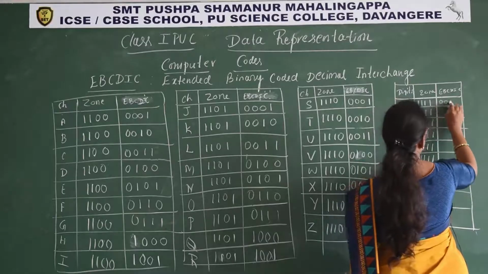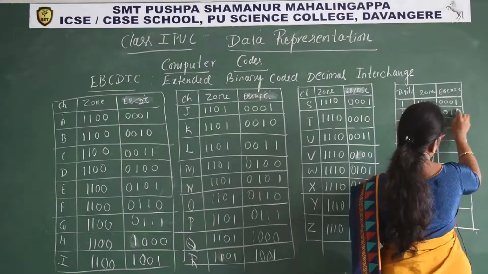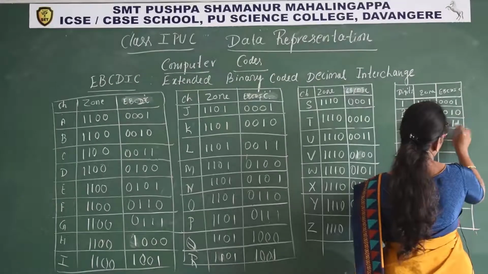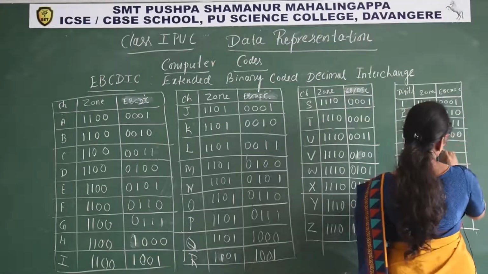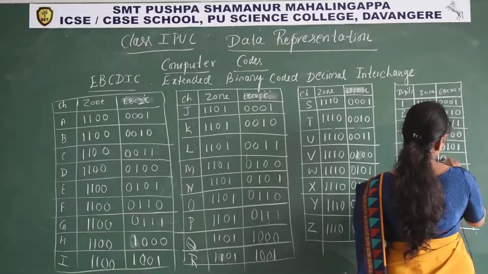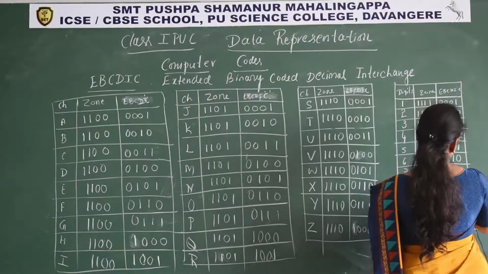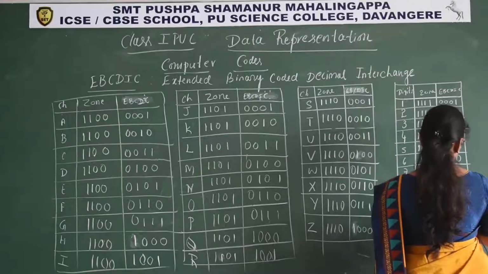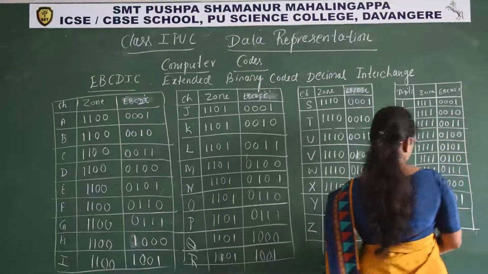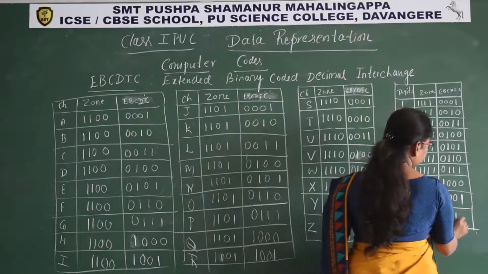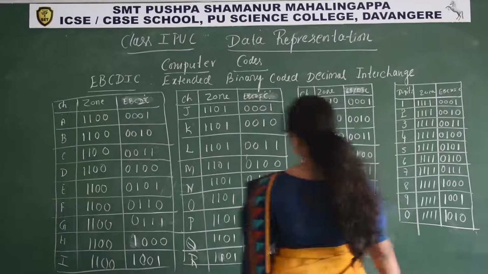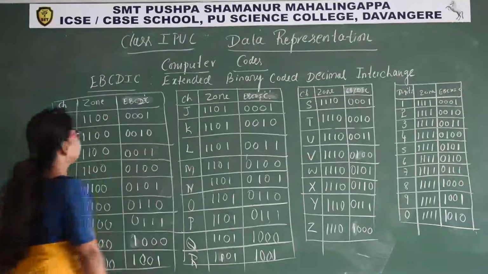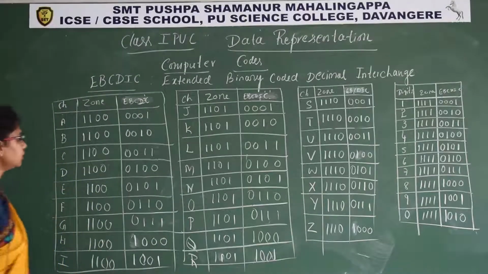Now 0, 0, 0, 1, 2, 3, 4, 5, 6, 7, 8, 9 and 10, 1, 0, 1, 0. So this table you need to remember for extended binary coded decimal interchange conversion.